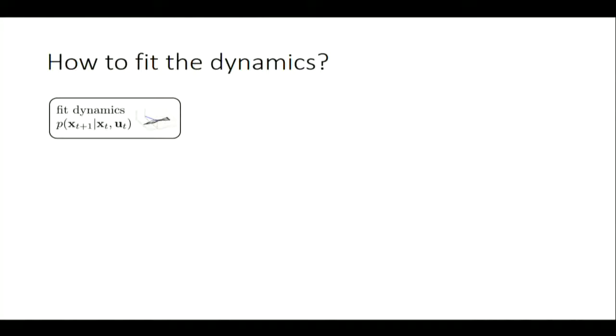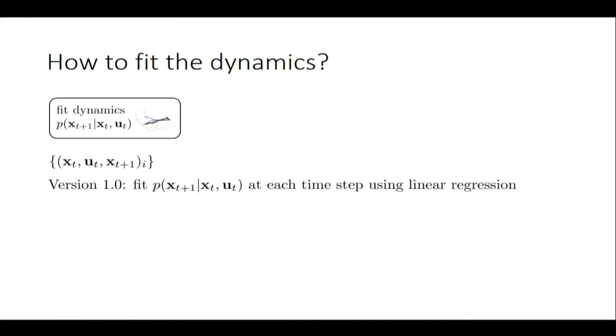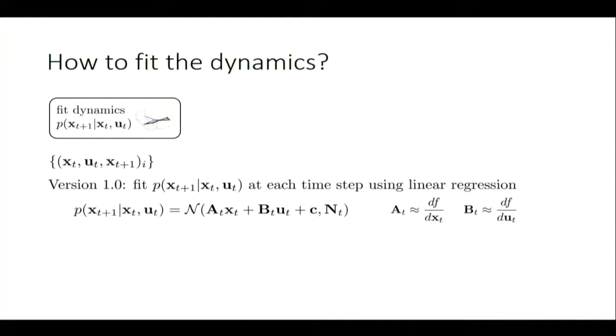We need to figure out how to actually fit the dynamics. But that part is going to be actually really easy, because when we fit the dynamics, we know that we want linear dynamics. So we have this data set, and we're going to fit p of x t plus 1 given x t, u t at every time step using linear regression, using just the data at that time step. So that means that we're really fitting this, again, linear Gaussian distribution, where the things that we want to find out are A t, B t, c t, and the noise. The noise doesn't matter, because as I said before, in LQR, when you have Gaussian noise, it's symmetric to that Gaussian noise, so the solution doesn't change. So we're just going to fit these A and B, for example, using just standard linear regression.